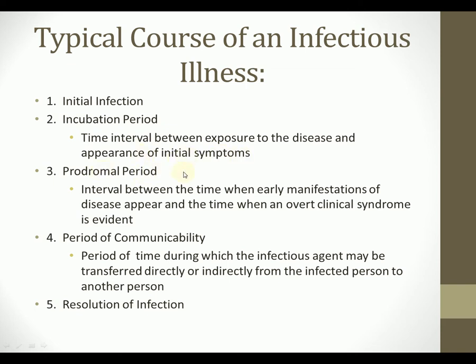Prodromal picks up there: the time interval between the early manifestations and symptoms and a time when the overt clinical syndrome is evident. What brings that on that I know that I have this disease? The period of communicability is the period of time during which the infectious agent can be transferred directly or indirectly from the infected person to another person. And then finally, resolution of the infection.